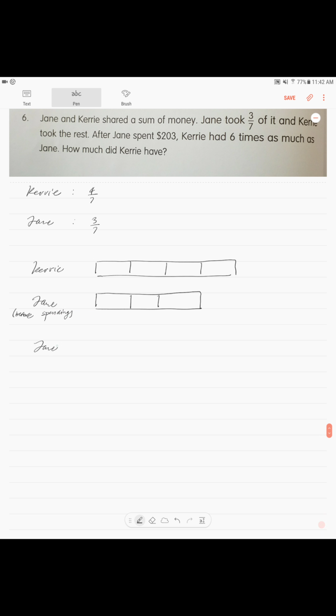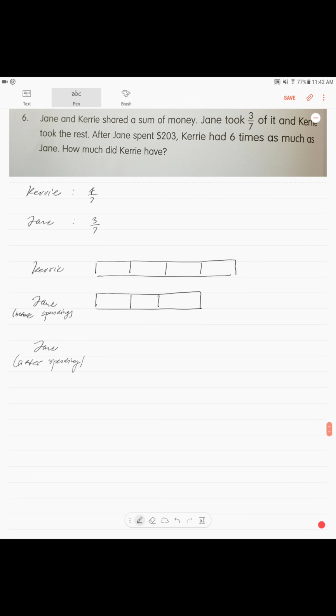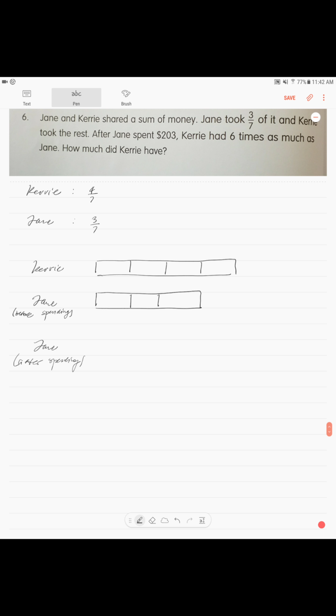Now we have Jane after spending. Oops, sorry. After spending. Jane after spending, right? She spent money, so she got this little something, we don't know. And she spent all of this. So basically, how do I draw it? Like this, right? This part, which is $203. This is what she spent.